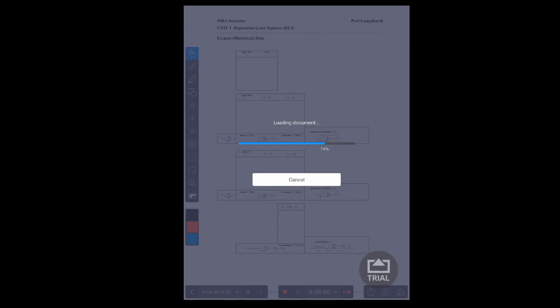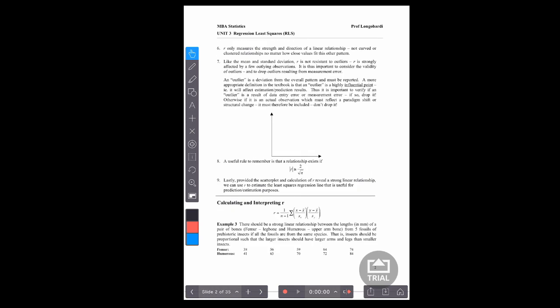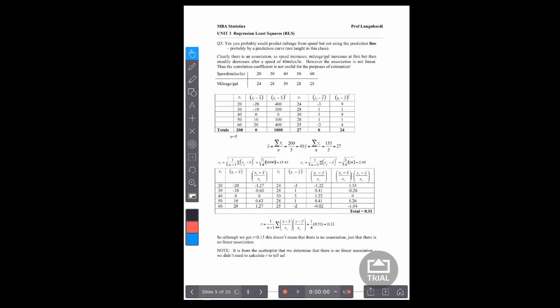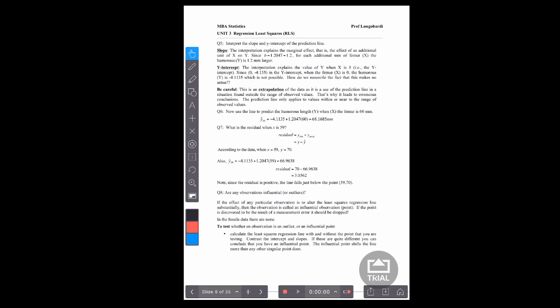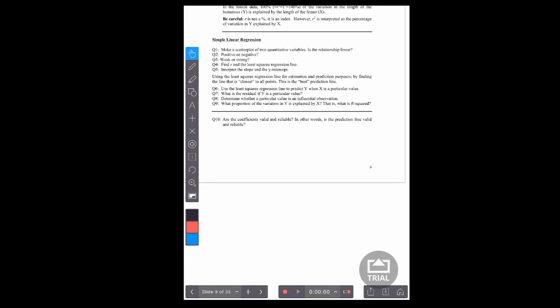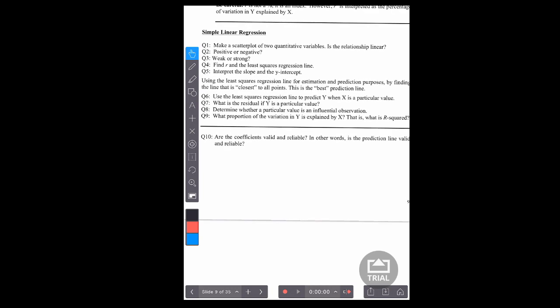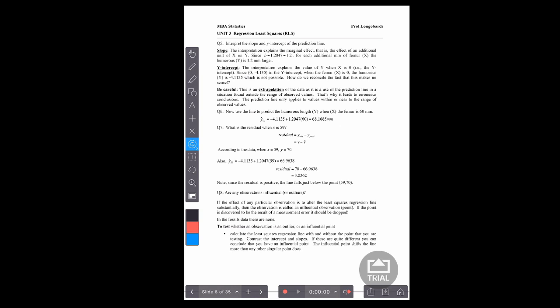I'm just going to find the explanation. As I explained when dealing with Unit 3, I made a list of all the things you need to know. They're listed here. These are all the things you need to know how to do. And number 9, what proportion of variation in y is explained by x? In other words, what is r squared? That's what all of that is about. And that's on page 9.